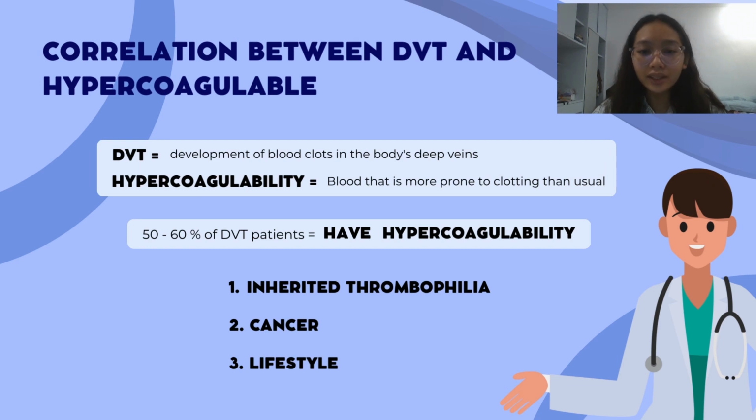In conclusion, there is a strong correlation between DVT and hypercoagulability. Hypercoagulability is one of the major risk factors for DVT and can occur due to genetic factors, medical conditions, medication, and lifestyle factors. And that's all from me. Thank you.